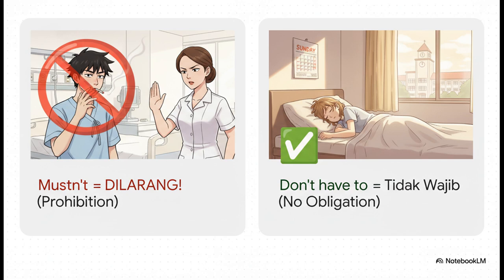And rule number 2. This is so important. What is the difference between mustn't and don't have to? Well, they are completely different. Mustn't means something is prohibited. Dilarang. It's a strong no, like a rule. You mustn't be late for the exam. But don't have to means there is no obligation. Tidak wajib. You have a choice. You don't have to do the extra homework. So mustn't is like a stop sign, and don't have to is just an option.